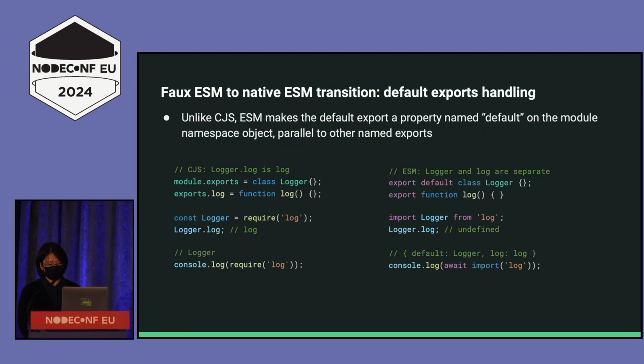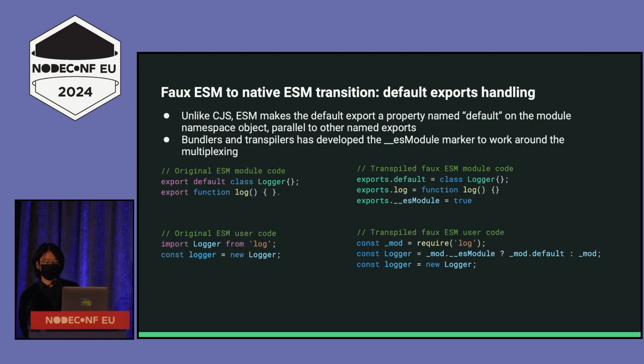So here is one example of the things that we did to smooth out the transition. A key difference between CommonJS and ESM is how they handle default exports. In CommonJS, the named exports are assigned directly to the module.exports object. In ESM, people tend to use the default export to replace module.exports, but that will actually be put on a separate default property of the namespace parallel to the named exports.